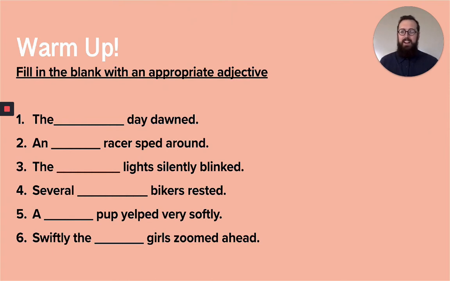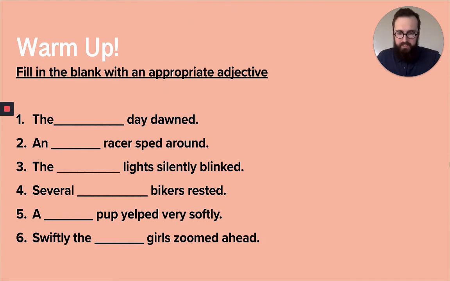All right, number 6. Swiftly, the blank girls zoomed ahead. Go ahead and think about it. And say it as I read it. Swiftly the girls zoomed ahead. Alex. Well done, bud. That was a good one. Bravo to you. All right. That was a nice little warm-up.